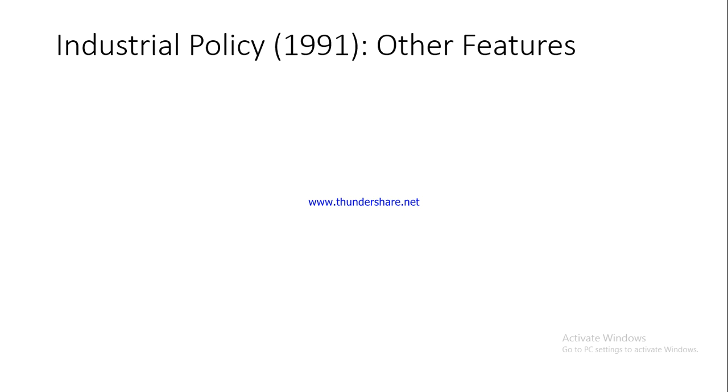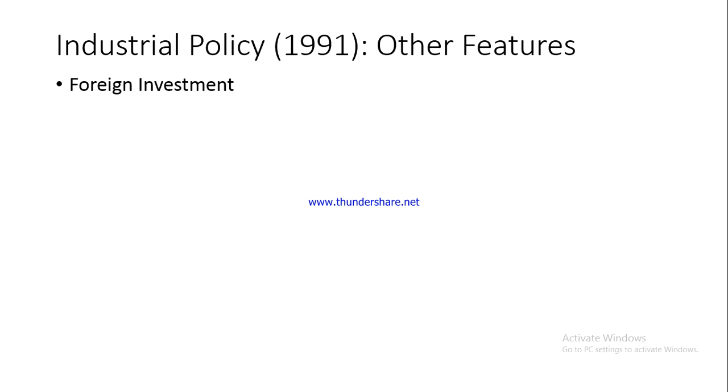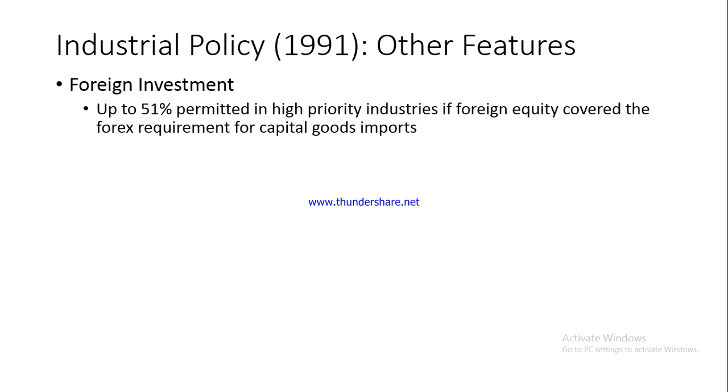Now we are going to discuss some of the features which are yet to be discussed. So as far as foreign investment is concerned, what were the provisions in the IP 1991? See, as I told you, IP 1991 is basically known for LPG. G stands for globalization, which meant India was slowly trying to integrate with the world economy, and that meant allowing more and more foreign investments from foreign countries. And this is what we will see here when we will be talking about the provisions of the Industrial Policy 1991 as far as foreign investments are concerned.